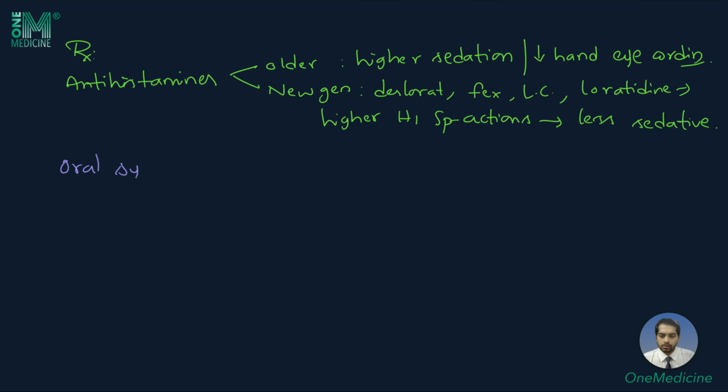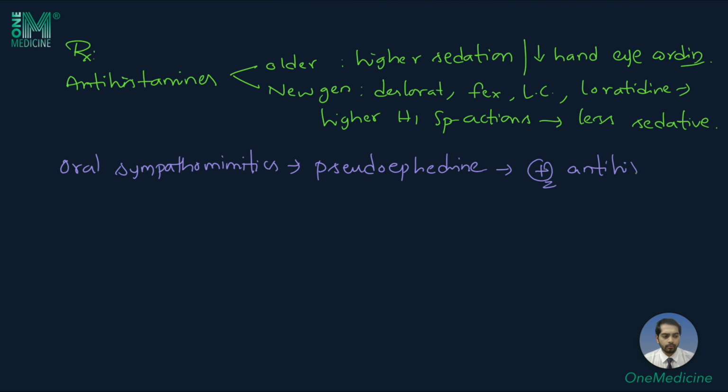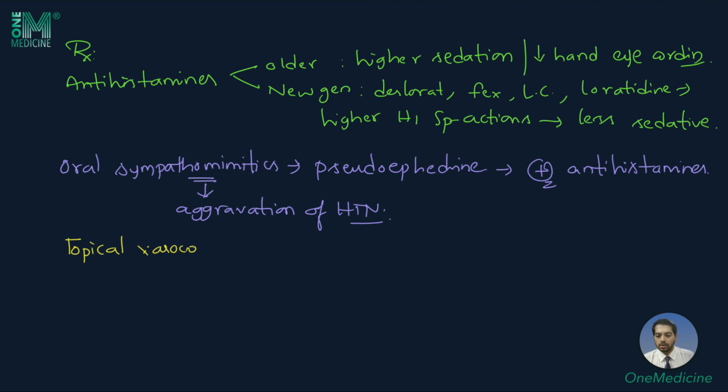Oral sympathomimetics such as pseudoephedrine can be given in combination with antihistamines. A possible side effect of this class of drugs is aggravation of hypertension. Topical vasoconstrictors are shown to be of good symptomatic benefit.